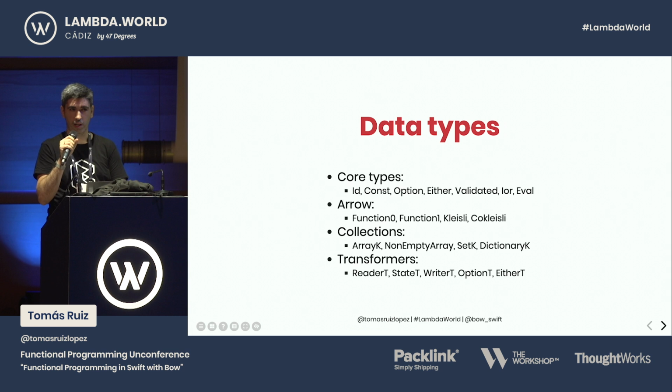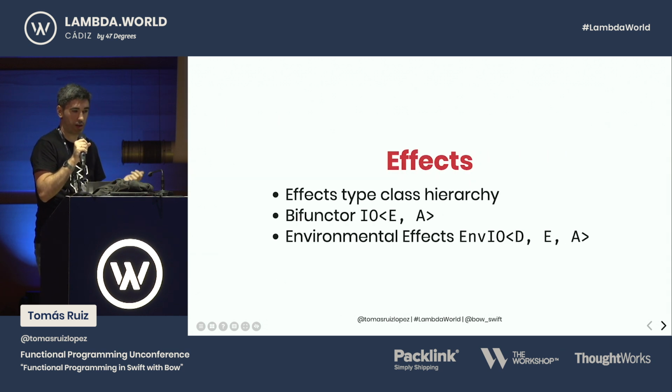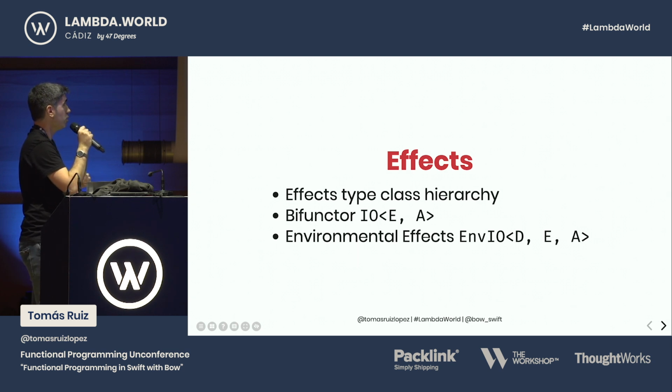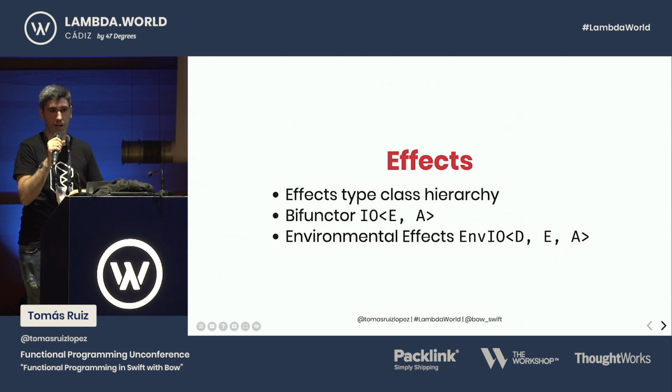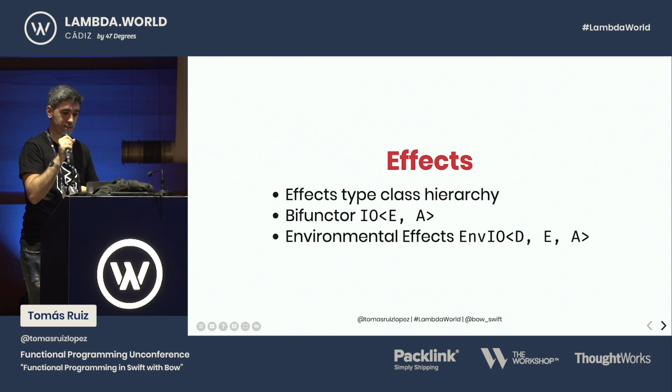So what else do we need for functional programming? Of course, we need to deal with effects and side effects. Recently we launched version 0.6 of the library, and it includes a new module for effects. This module has a type class hierarchy for effects that is based on the work that my colleagues have been doing in Arrow, and the Scala folks have been doing in Cats Effect.